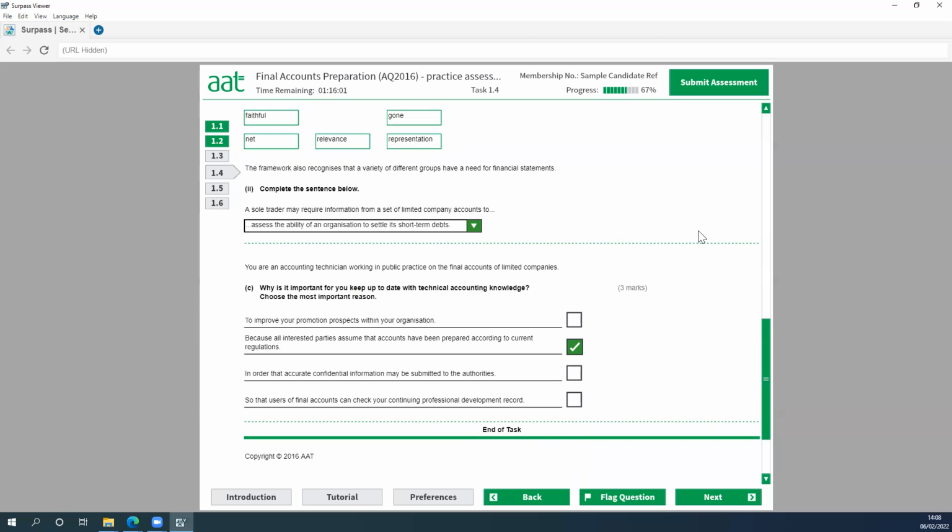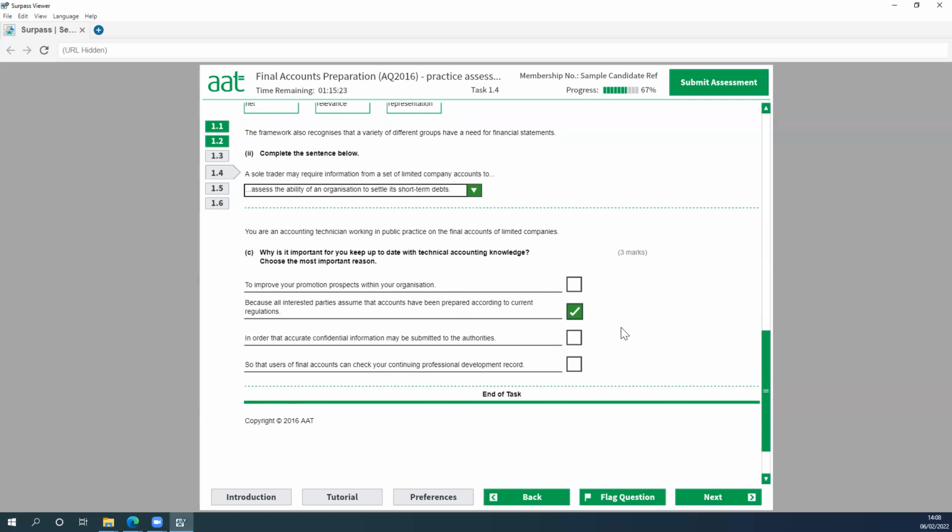I will say when I do this question, I mention to students that when AAT used to send the external examiner or the external moderator to come in, they always wanted to see staff CPD. What have they been doing in relation to training? It says, because all interested parties assume that accounts have been prepared according to the current regulations. Well, that's true, isn't it? We need to make sure they keep up to date with all the changes, in particular standards, making sure that everything is correct, true and accurate when it comes to looking at the accounts. So that's why it's important. Yeah, okay. I think that's it for that one.